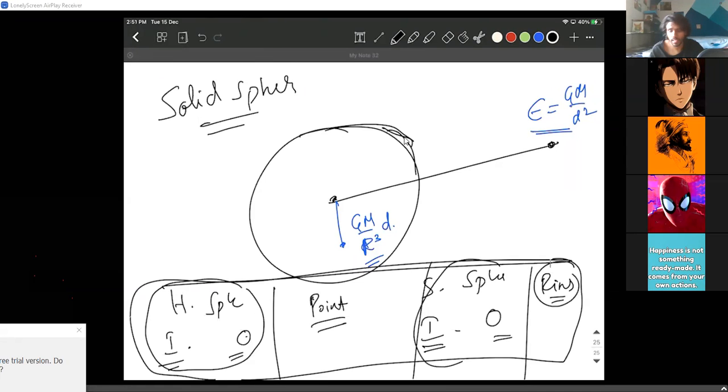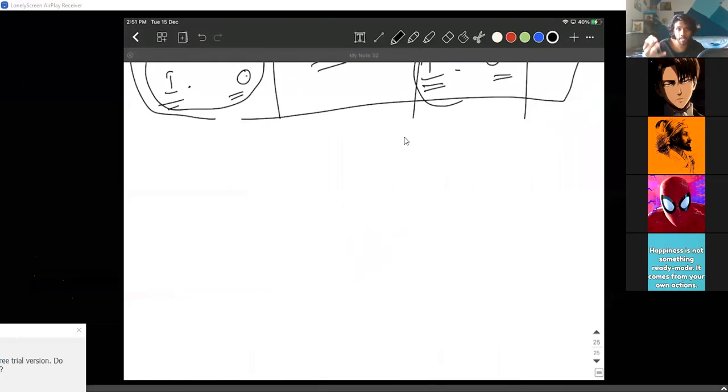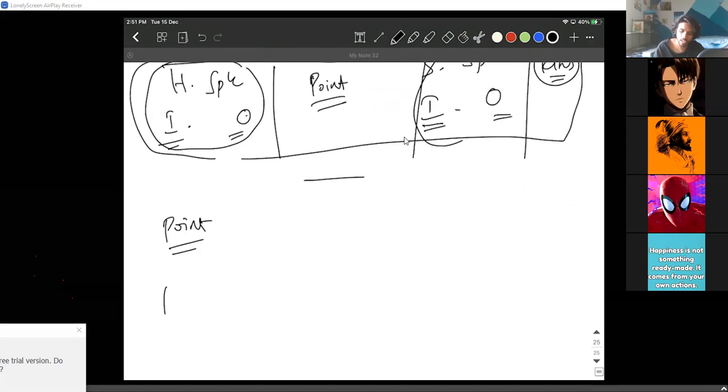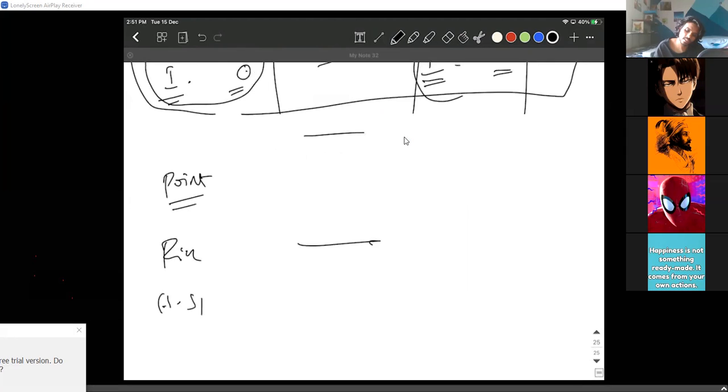Why don't you do one thing? If you are preparing your notes, prepare a table for this: a point mass, field; a ring, field; a hollow sphere, inside field, outside field; a solid sphere, inside field and outside field. You do this, that's it. The values are so simple to get and you don't even have to put effort into understanding this topic.